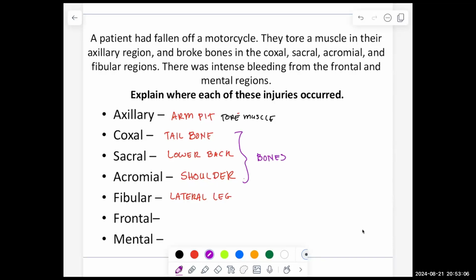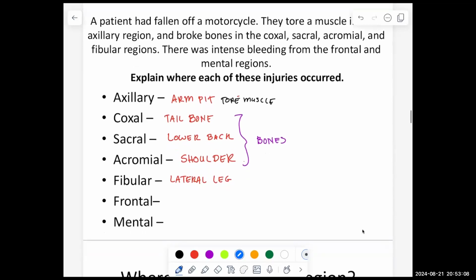The frontal region. Where's your frontal region? Your forehead. Where's their mental region? I will never forget this because I got this wrong when I took anatomy. Pisses me off every single time I read this. It's the chin. Yeah, cranial region. Not mental. That's what I put. Brain. Mental. Frontal.